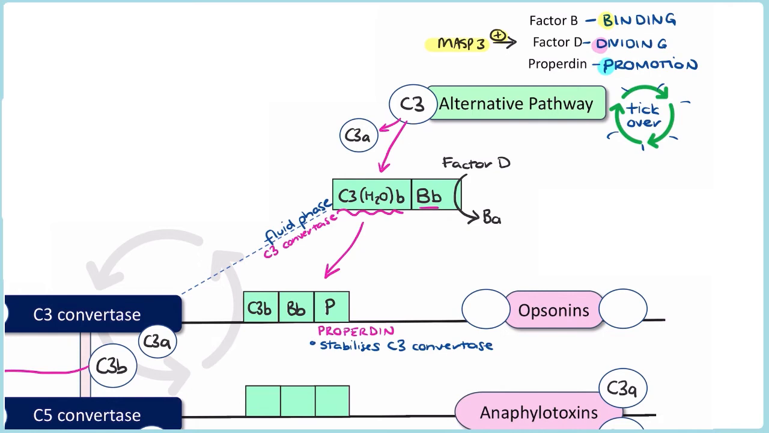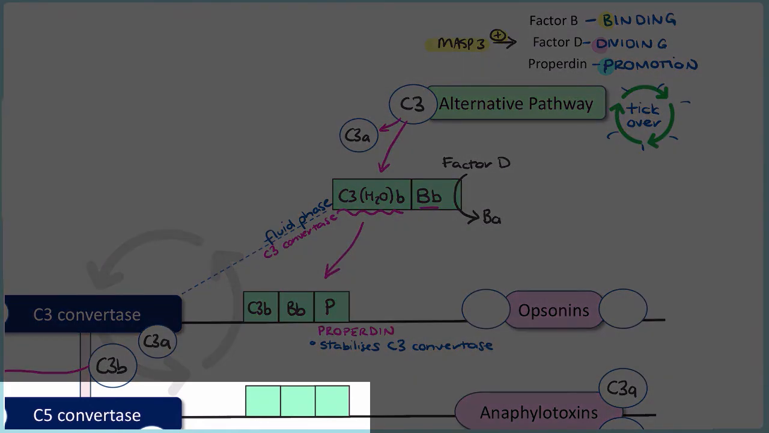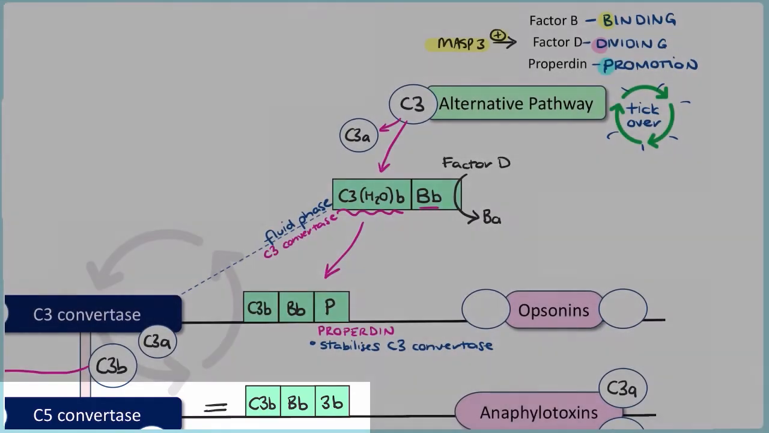You can see now that we actually have two different versions of C3 convertase, depending on whether you start the cascade with the lectin, classical, or alternative pathways. And similarly, there are two different versions of C5 convertase. In the alternative pathway, another C3b is added to C3 convertase to make C5 convertase, like so.